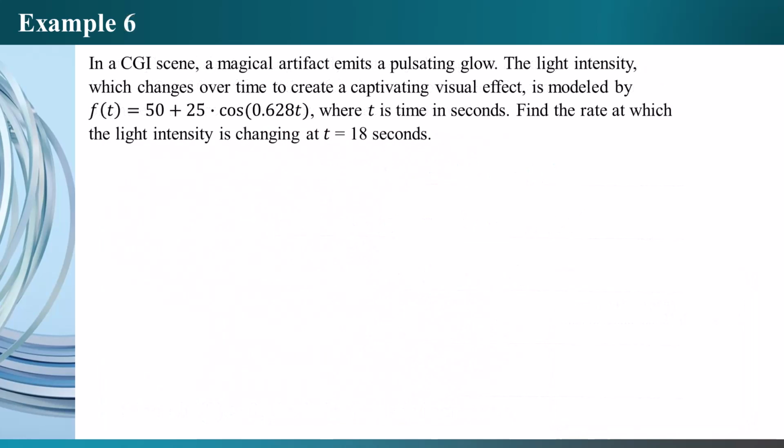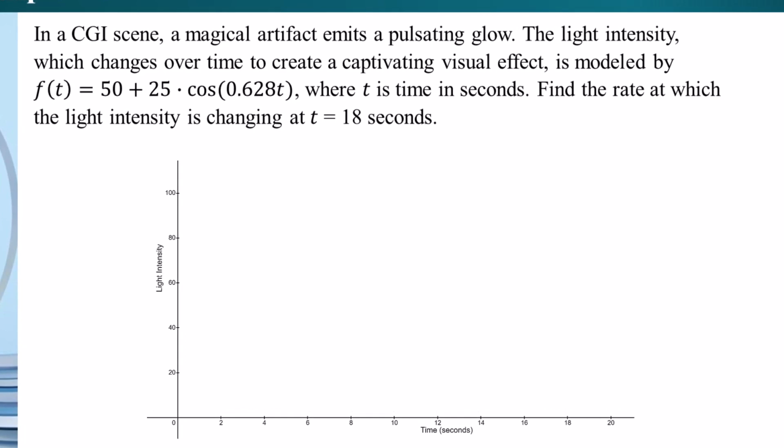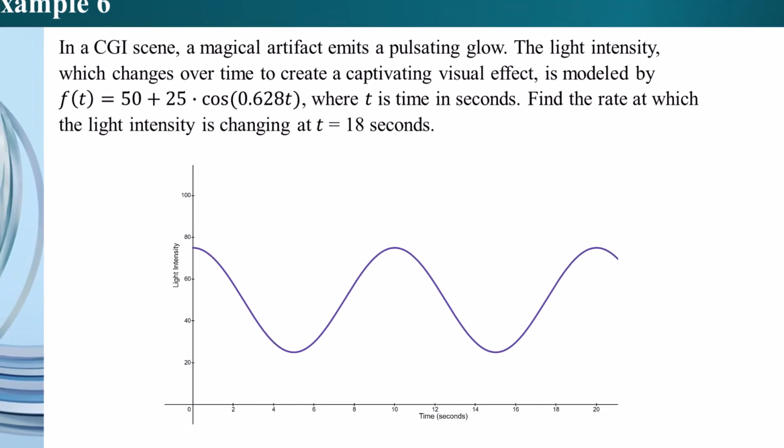In a CGI scene, a magical artifact emits a pulsating glow. The light intensity, which changes over time to create a captivating visual effect, is modeled by f of t equals 50 plus 25 times cosine of 0.628t. Here t is time in seconds. Find the rate at which the light intensity is changing at t equals 18 seconds.